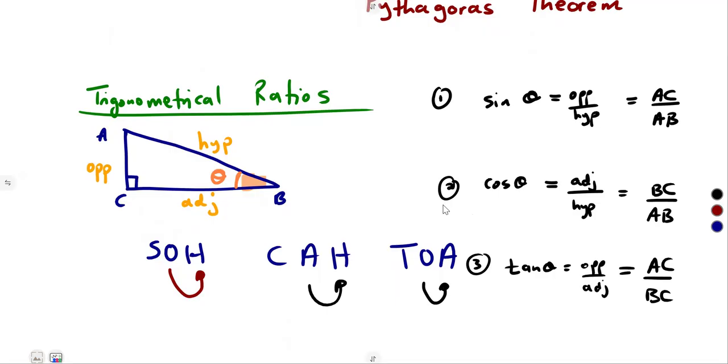The SOHCAHTOA concept can be used to find the sine, the cos, and the tan of the angle that is given. So realizing that you are working with the angle theta, there are angles involved, because also A can be determined if you know the value of theta.